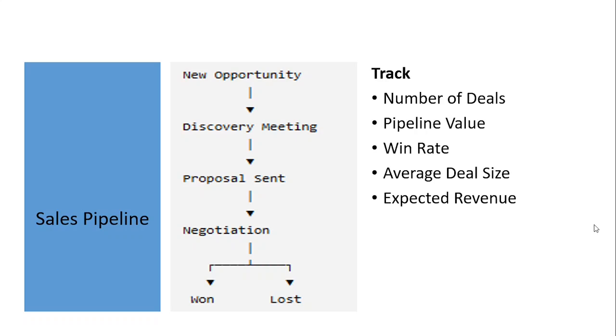Negotiation covers discussions about pricing, scope, timelines, or contract terms. Finally, the deal is either won or lost. So keeping your pipeline simple encourages your team to use it consistently. Avoid creating too many stages unless your sales process truly requires them.